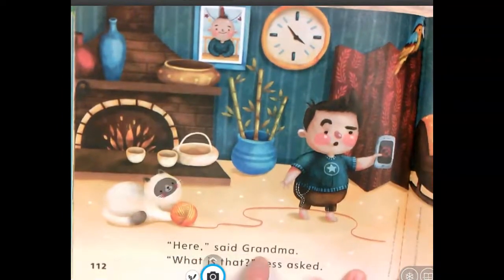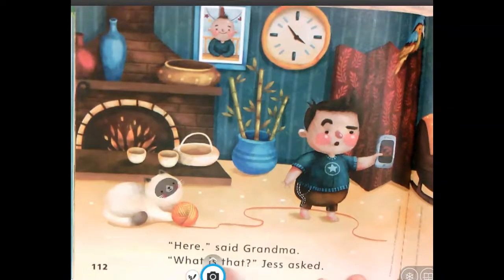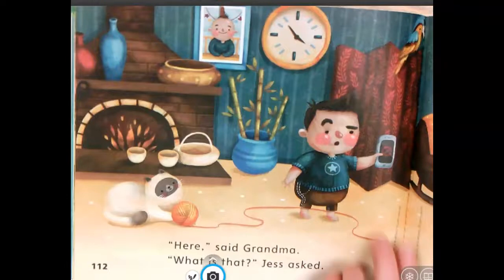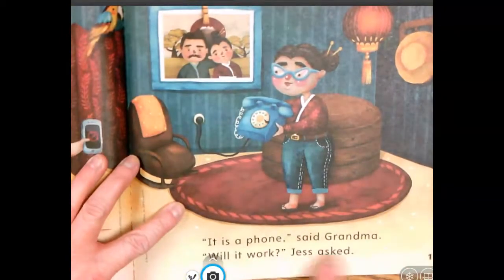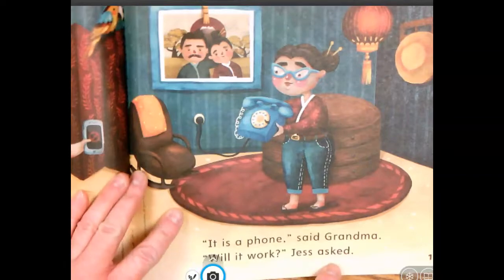"Here," said Grandma. "What is that?" Jess asked. Let's go to the next page and see. "Oh, it is a phone," said Grandma. "Will it work?" Jess asked.